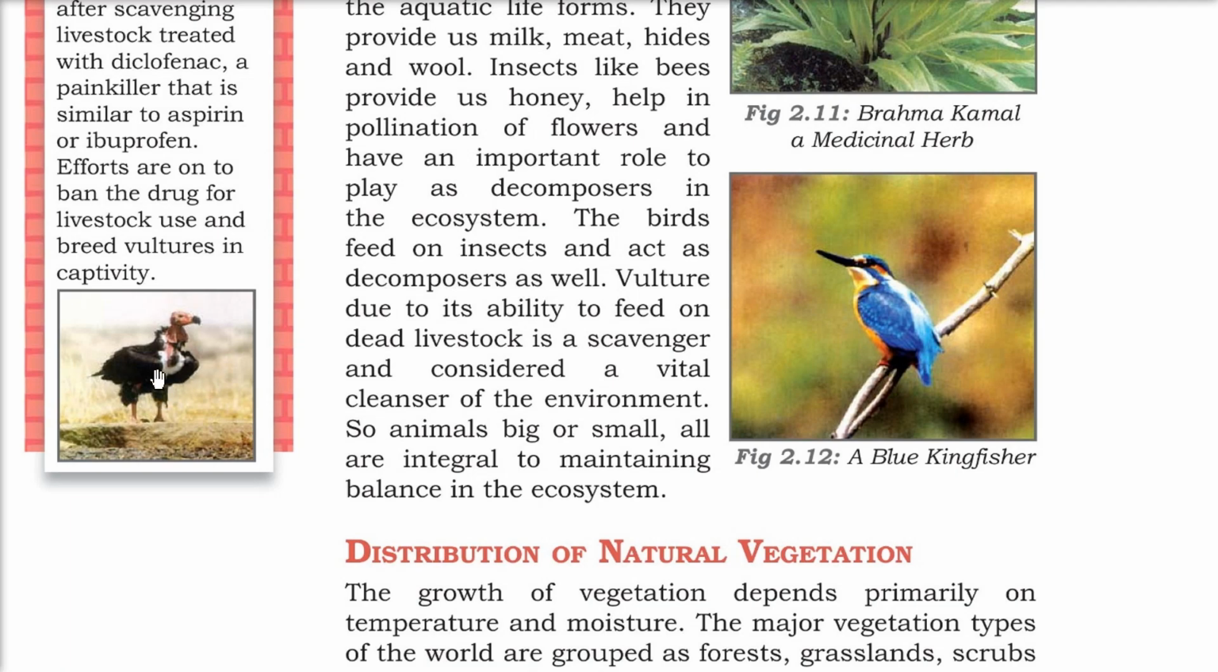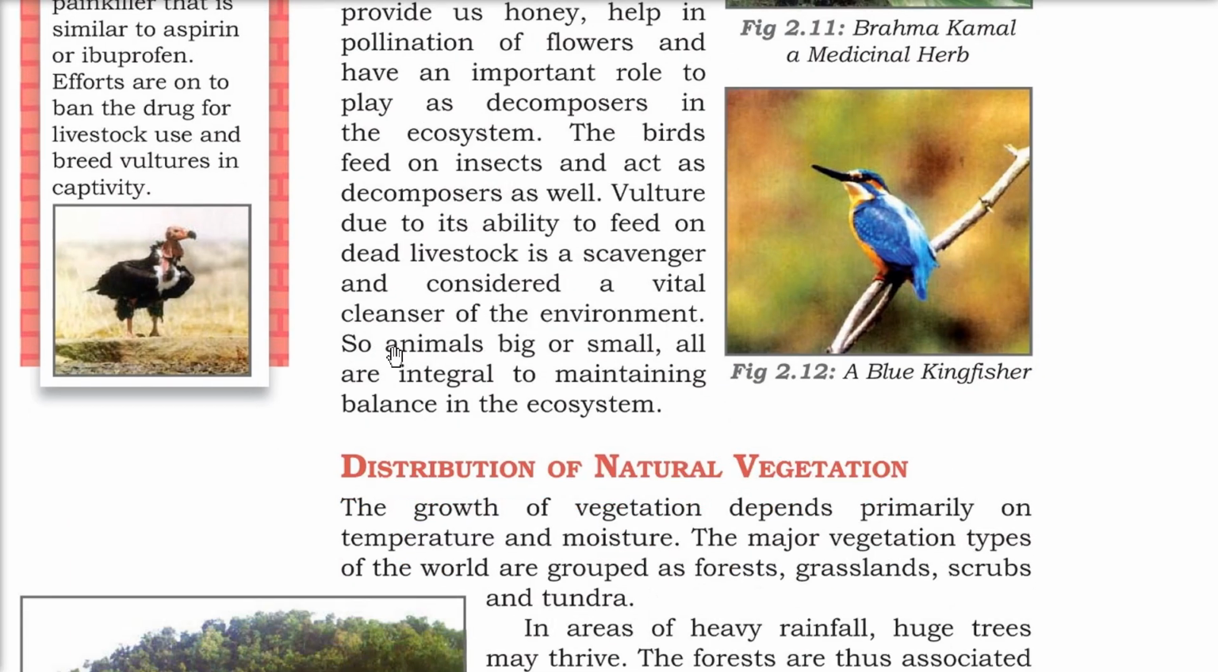Here is an example of a vulture. It's a scavenger. It can feed on dead livestock, and this is for cleansing the environment. If the vulture is not there, who is going to clean the environment? So animals, whether big or small, are all an integral part of the ecosystem, and they maintain the balance of the ecosystem.